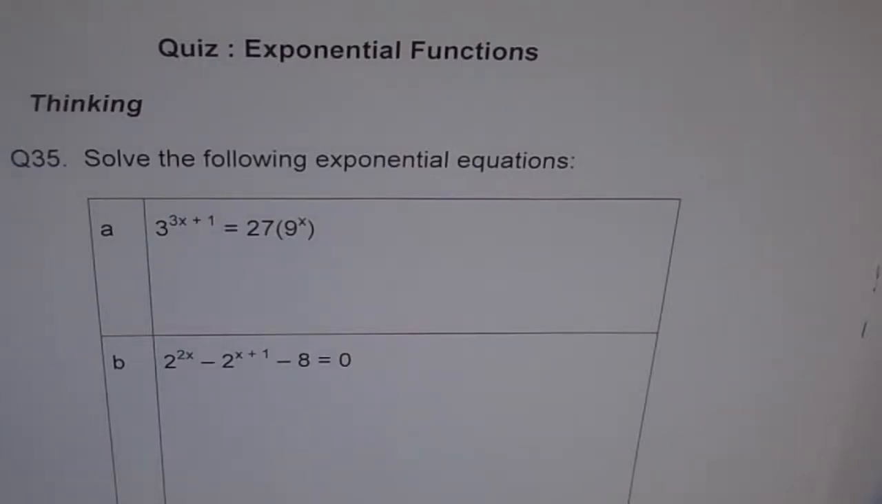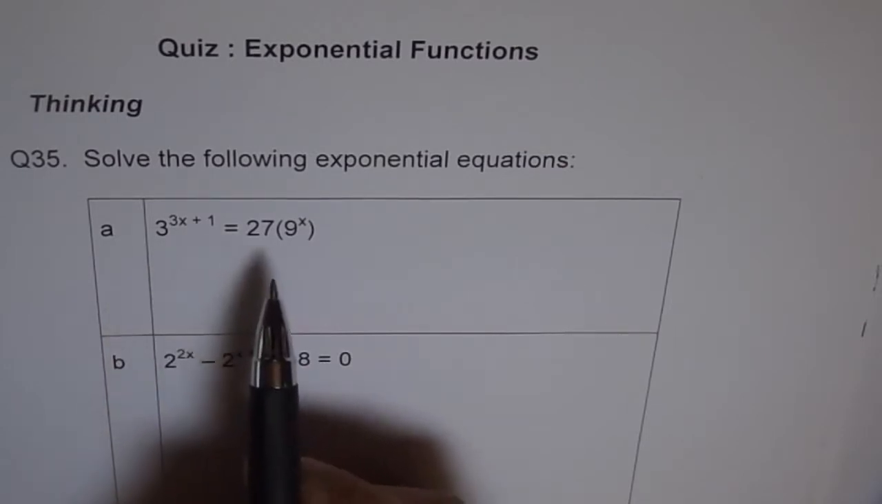Here are exponential equations to solve. Question 35. Solve the following exponential equations. A. 3 to the power of 3x plus 1 equals 27 times 9 to the power of x. And B is 2 to the power of 2x minus 2 to the power of x plus 1 minus 8 equals 0. Okay, now first one, what do you think?